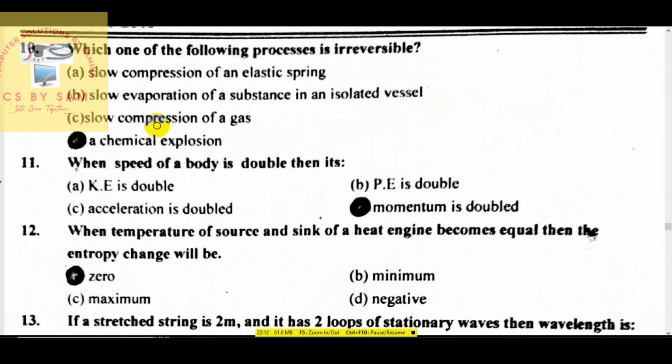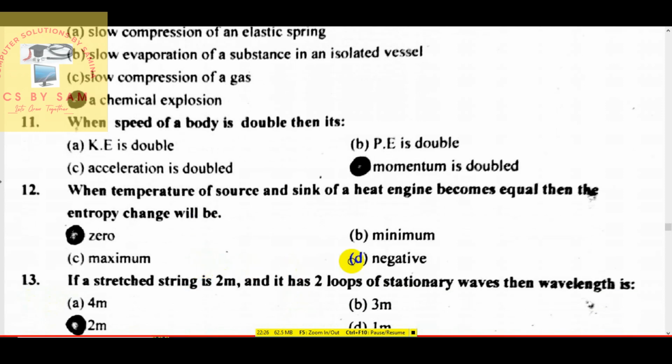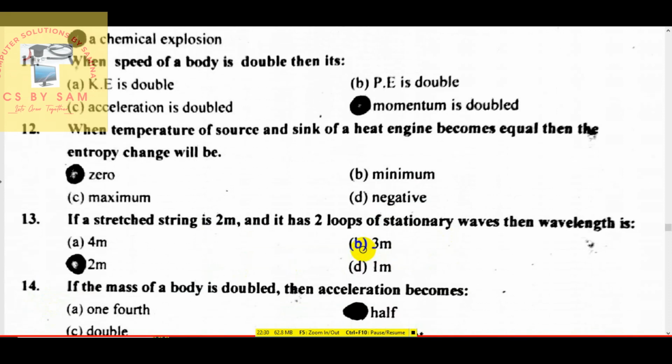Which one of the following processes is irreversible? Which is irreversible? Chemical explosion. When speed of a body is doubled, then its momentum is doubled. When the temperature of the source and sink of a heat engine becomes equal, then the entropy change will be 0.